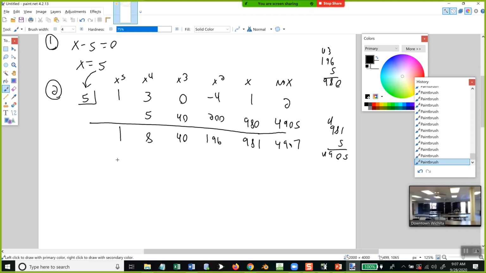Now this was x to the fifth. This will be 1 degree lower. This is x to the fourth. And then I have one for each power going down: x to the third, x squared, x, our no x, and our remainder.